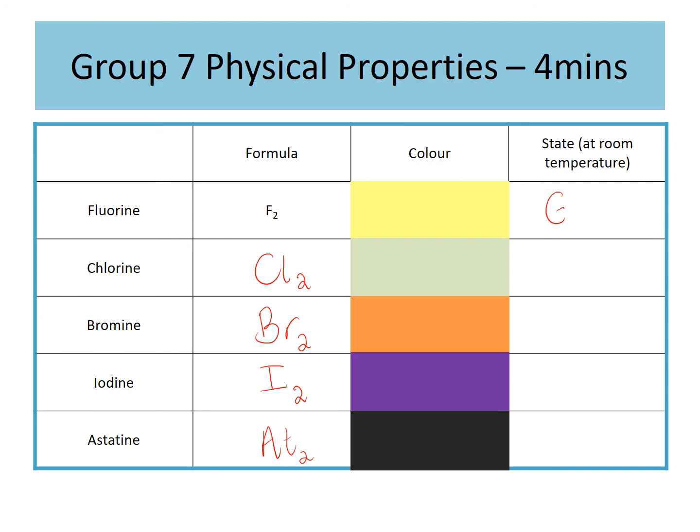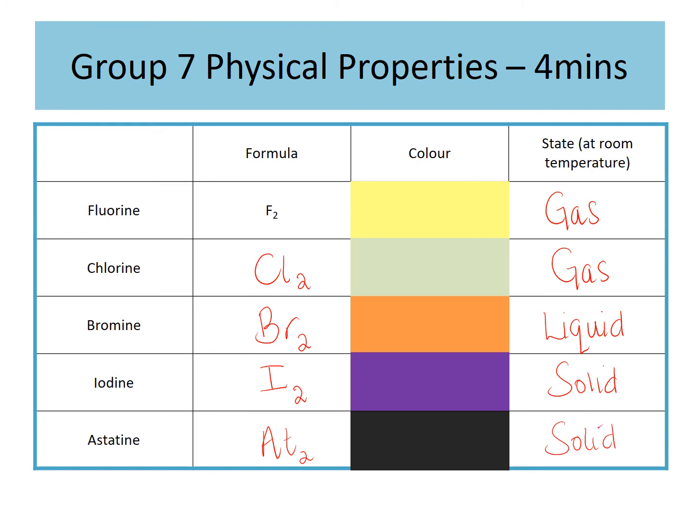And then if we look at the state of all of these elements at room temperature, fluorine at room temperature is a gas. Chlorine is also a gas at room temperature. Bromine at room temperature is a liquid. So one of only two elements on the whole periodic table that's a liquid at room temperature. The other one is mercury. Iodine is a solid at room temperature. And finally, so is astatine.